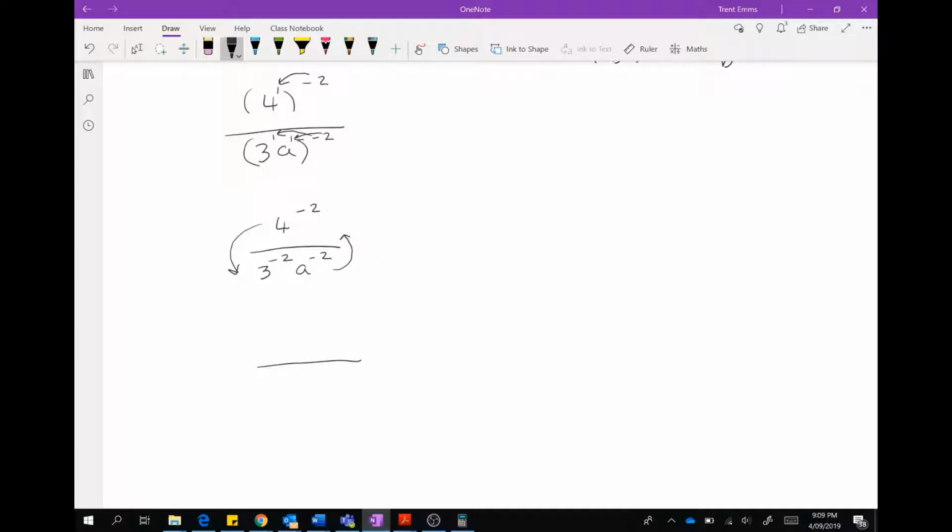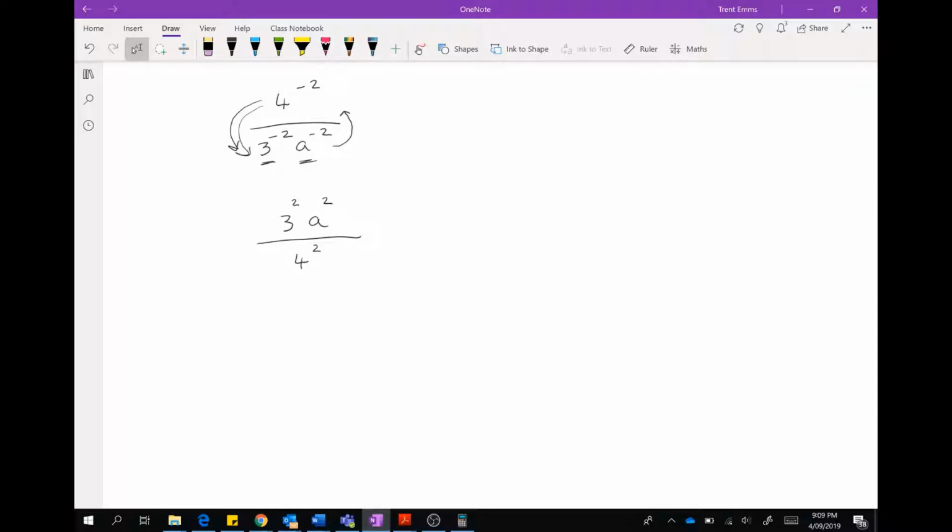So I'll just show you what that looks like. We're going to put the 3 and the a on the top, but now their powers will be positive. The 4 is going to come to the bottom and its power is going to become positive. And from there it's just a straight calculation.